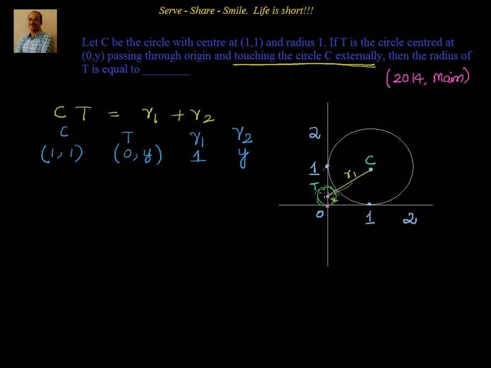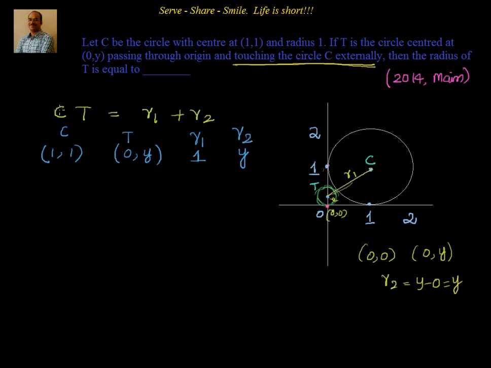Because the circle T is passing through (0, 0) and also has its center at (0, y). So from the center to any point on the circle, the distance is nothing but the radius. Here this point is (0, 0) and the center is at (0, y). Then the radius is nothing but, it's a vertical line, so that's nothing but the difference of y coordinates, that is y minus 0. Therefore R2 is equal to y minus 0, which is equal to y. So we know R2 equal to y.